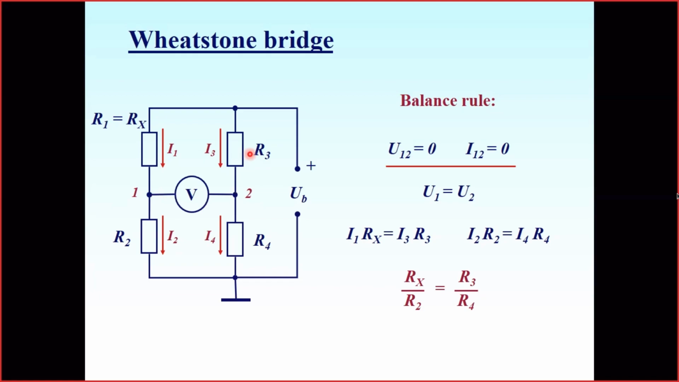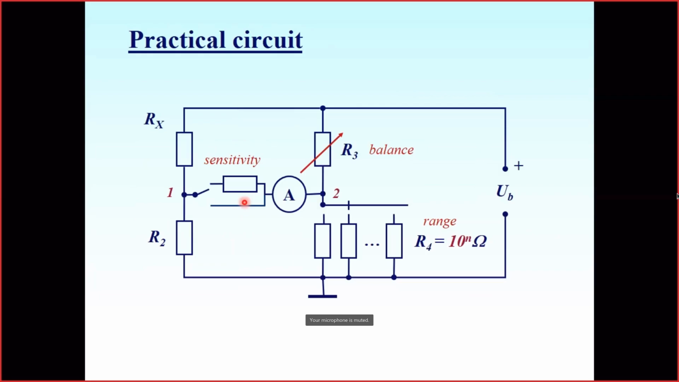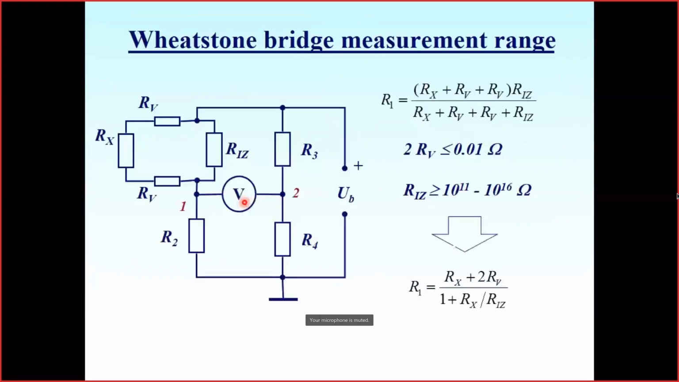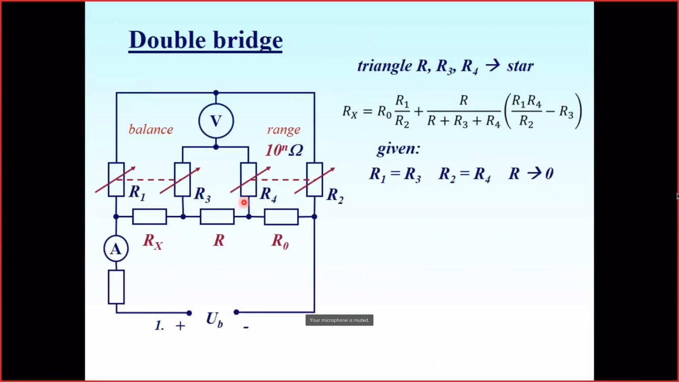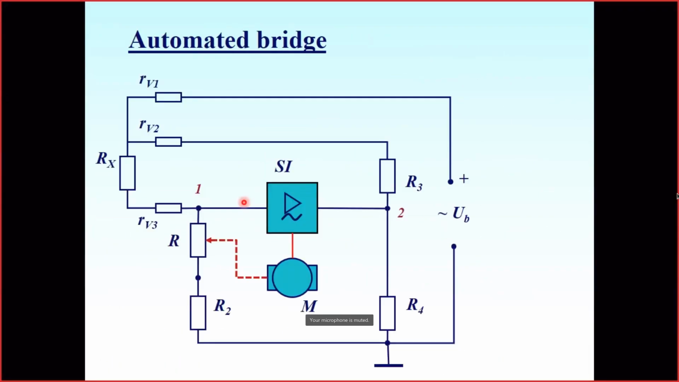So independently of whether we are before the balance or already after the balance, we will have a different polarity in this voltage between points 1 and 2. It's switched. And we may use this voltage to control some electromechanical device which tries to balance the bridge.